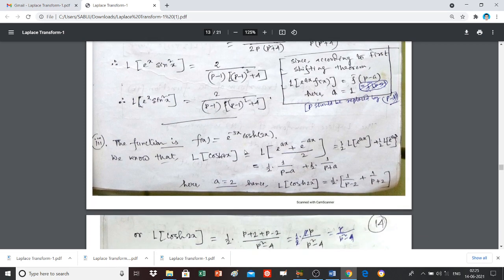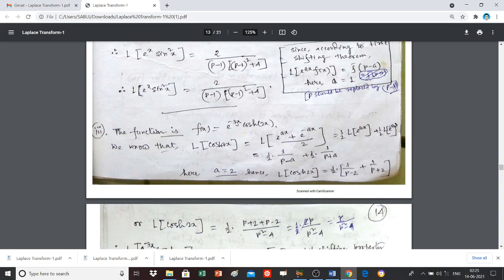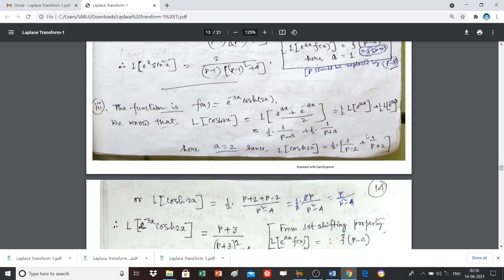Now another one is here, the function f(x) is equal to e to the power minus 3x cos hyperbolic 2x. We have to calculate the Laplace transform of this function, and before doing that we first have to calculate the Laplace transform of cos hyperbolic 2x. Already we have calculated it, but here we are trying once again to calculate it. You know that cos hyperbolic ax can be written as (e to the power ax plus e to the power minus ax) by 2. That is equal to half Laplace transform of e to the power ax, plus half Laplace transform of e to the power minus ax.